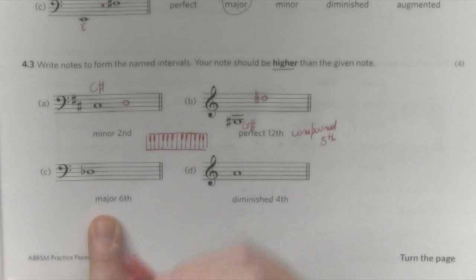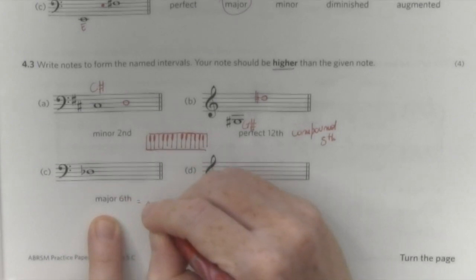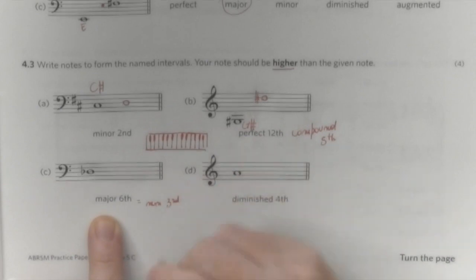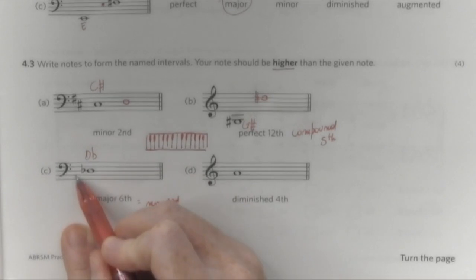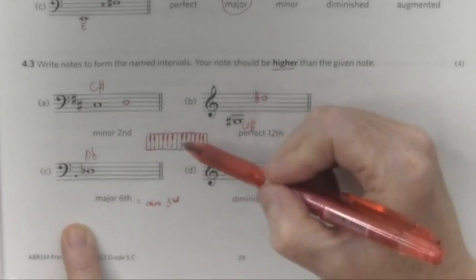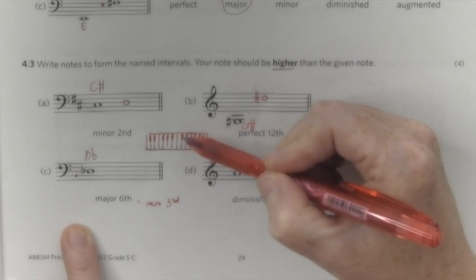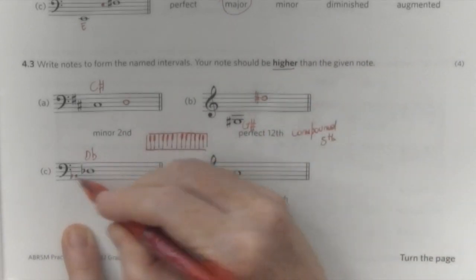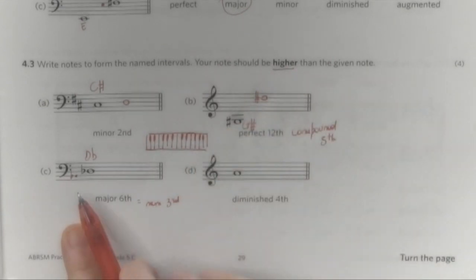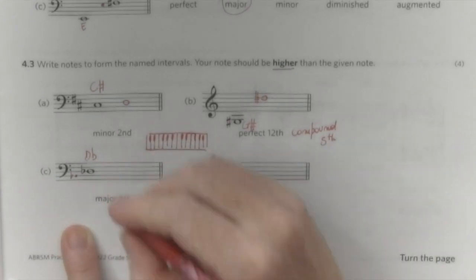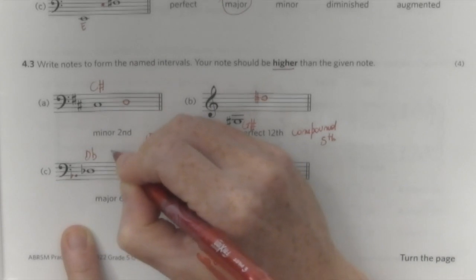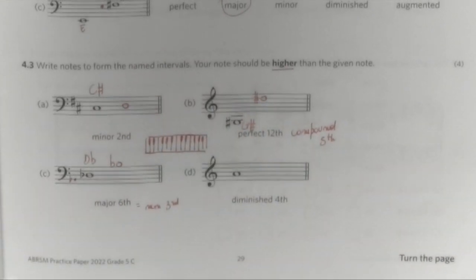A major sixth equals, reversed, a minor third down. So from D flat, we go a minor third down. A minor third is 3 semitones away. So 1, 2, and 3. B flat. So this is a minor third from D flat. If we raise this up of an octave, so we flip the interval, it becomes a major sixth. So we find a B and we put a flat. And this is a major sixth.